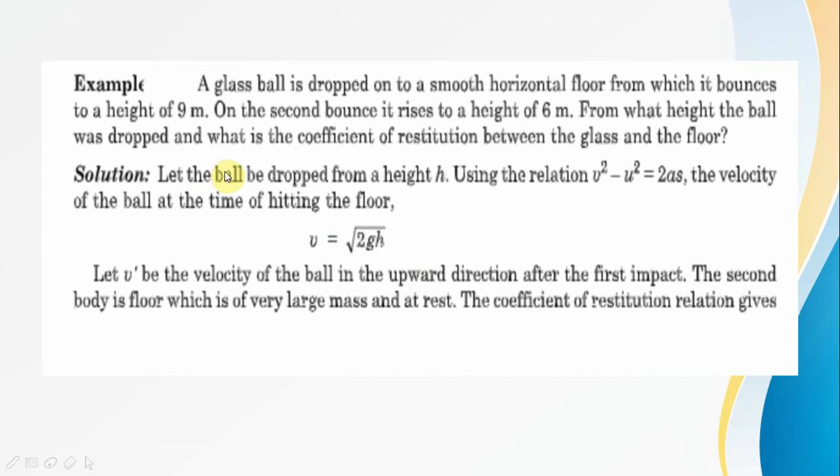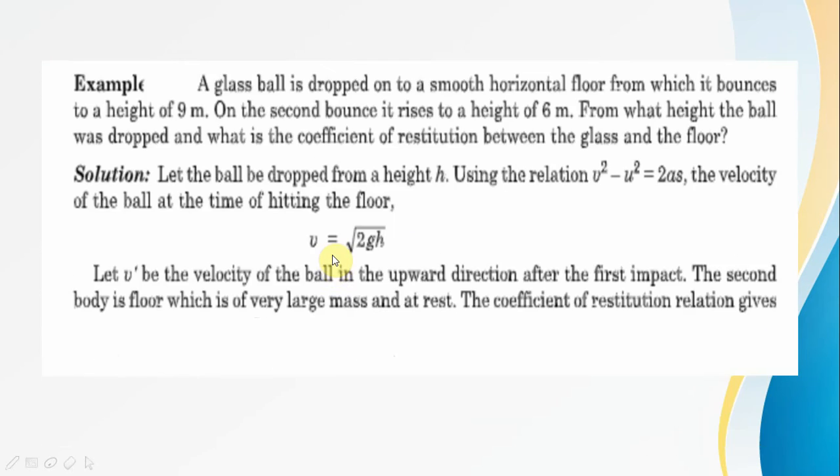In this question, there is a glass ball which is dropped on a smooth horizontal floor, from which it bounces to a height of 9 meter. On the second bounce, it rises to a height of 6 meter. From what height was the ball dropped, and what is the coefficient of restitution between the glass and the floor?